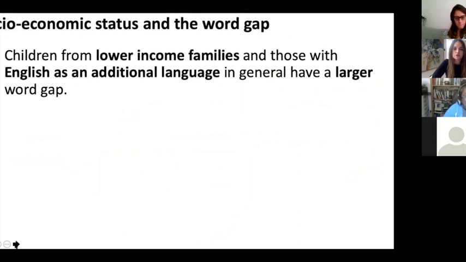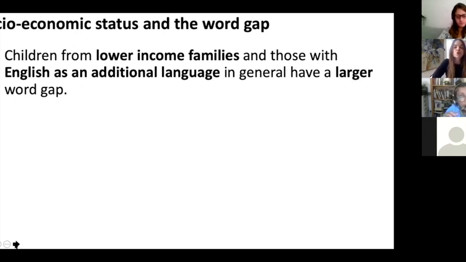So there's another report from the Education Endowment Fund, which is on socioeconomic status and the word gap. And I asked my team at school to read through this. It's quite heavy text, but I think it's really important. And one of the areas that they highlighted was that children from lower income families and those who have English as an additional language in general have a larger word gap. And I think there are many reasons for that.